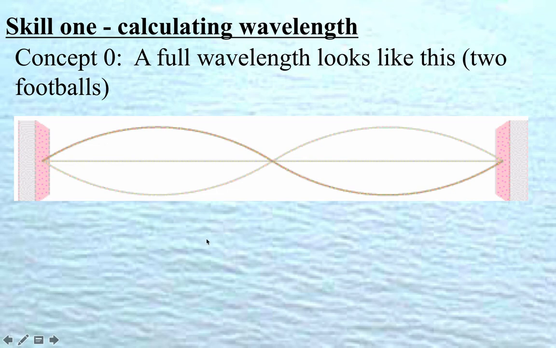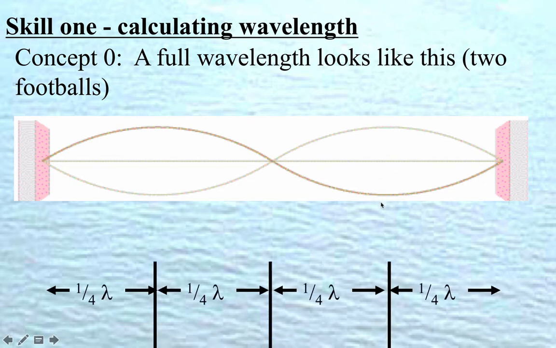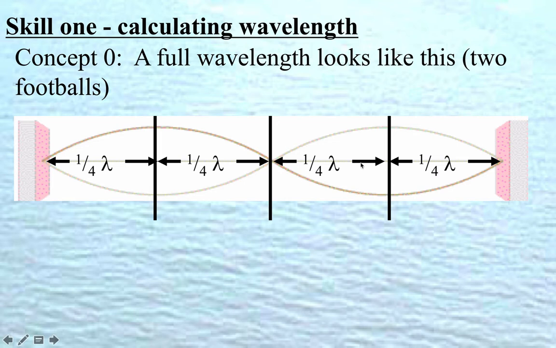So concept 0 with standing waves is to understand that a full wavelength looks like this. It actually looks like 2 footballs, as it were. It looks like 2 of these things, and that's because, of course, it's a crest and a trough. But these things just oscillate back and forth, so it's hard to see that that's a full wavelength. The smallest unit of currency in these standing waves, the smallest thing we'll divide it into, is a quarter wavelength.